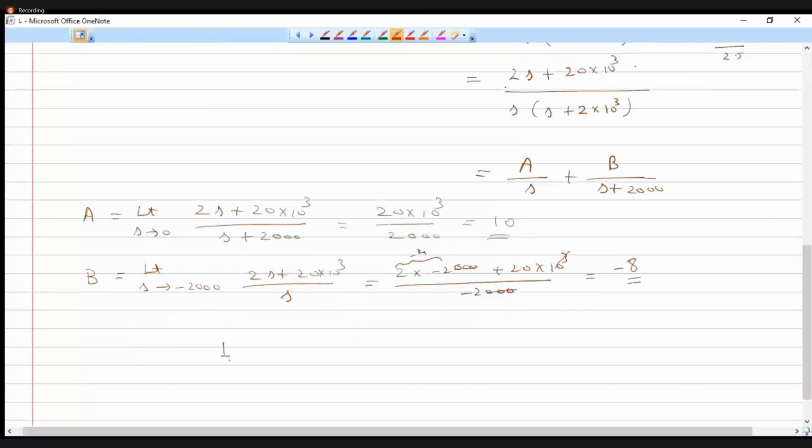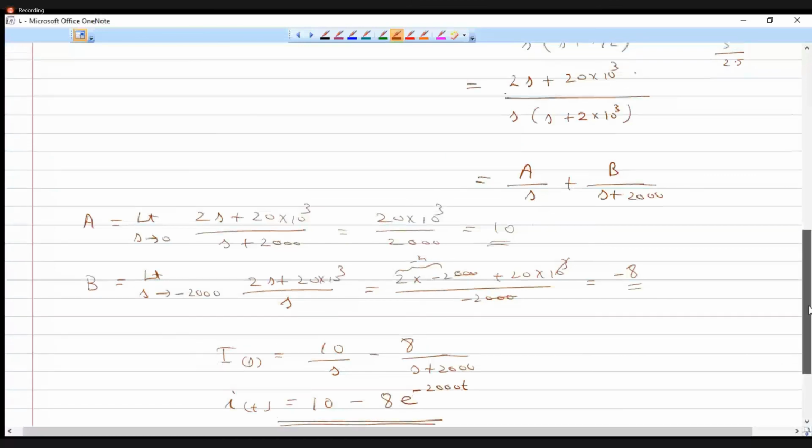Now I can write the current I of S equal to 10 divided by S minus 8 divided by S plus 2000. So what is I of t? It will be equal to 10 into U of t, or I can simply put 10 also. Minus 8 into, so this is of the form 1 by S plus A. The Laplace inverse of 1 by S plus A is e power minus A t. Here I am having 1 by S plus 2000, so the inverse Laplace transform is e power minus 2000 t. So this is the current that is going to flow through that combination of inductor and resistor.